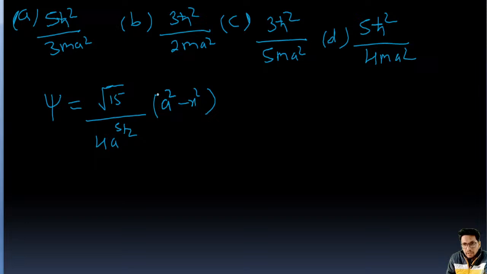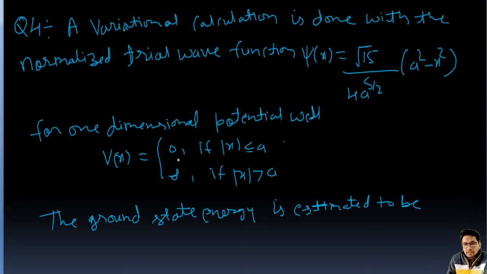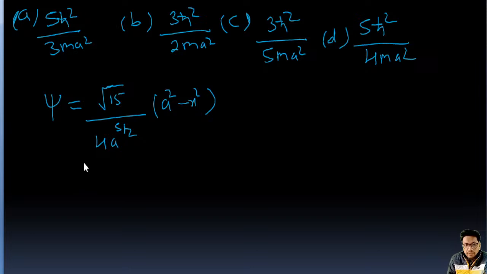a square minus x square. And V(x) is also given: V(x) equals 0 if mod x is less than or equal to a, and infinite if mod x is greater than a. Okay, that's what is given. So we'll find out now the ground state energy with the help of the trial wave function.